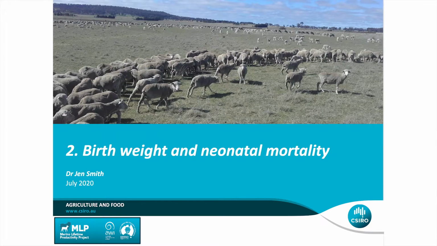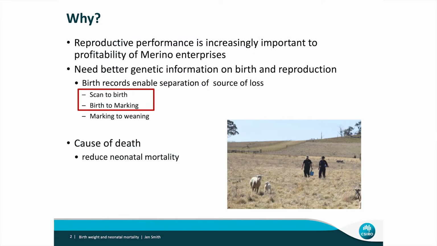So here we're going to talk about neonatal mortality and birth weight as it specifically relates to that. The reason that we're interested in this is that lamb mortality is a pretty big issue, and reproductive performance in merino ewes is becoming increasingly important for merino enterprises. But we need better genetic information around reproduction and lamb survival.